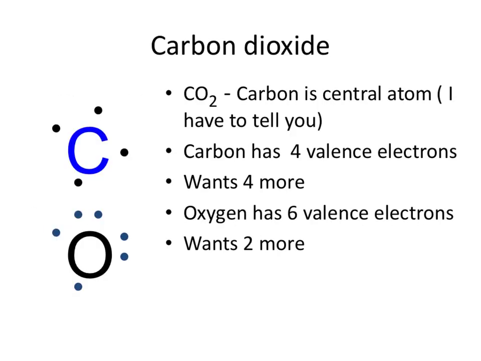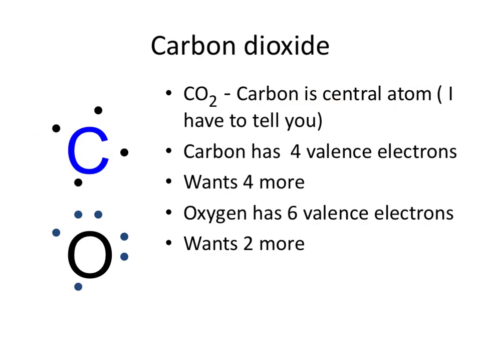So let's do an example of that. Carbon dioxide. You guys have all heard of carbon dioxide. This is the stuff you breathe out. First of all, carbon has 4 valence electrons because it's in group 14. I'm telling you, carbon has to be the central atom, and the reason why it has to be the central atom is because it's got the most holes.